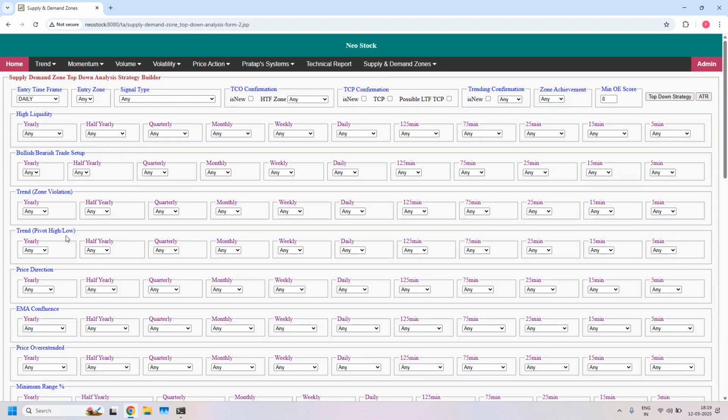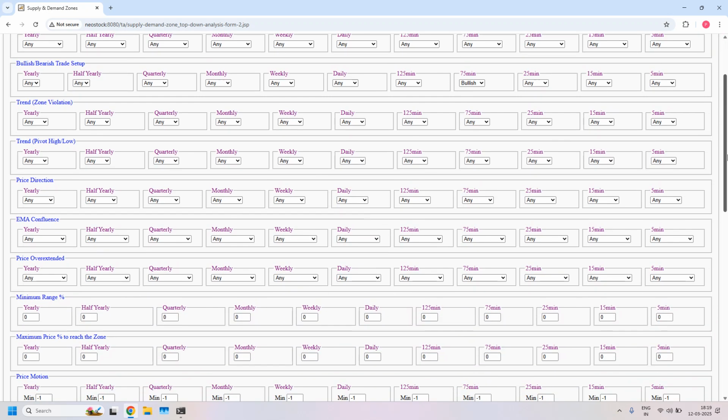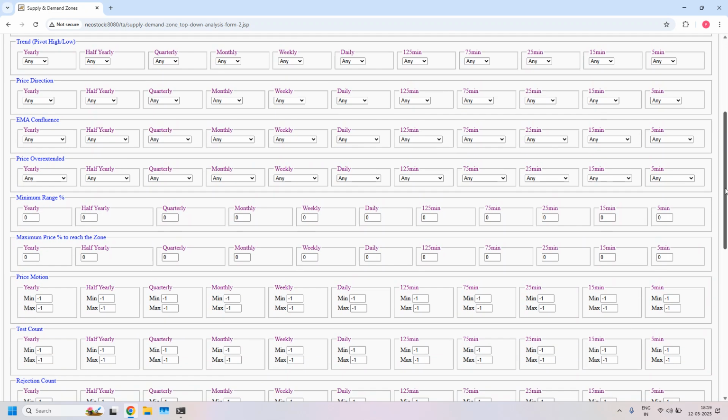Okay, next, let us generate weekly income trade stocks. First, the bullish trade setup for weekly income trade. Entry time frame is 75 minutes. Entry zone is demand zone. In bullish or bearish trade setup at 75 minutes, I am selecting bullish. Zone achievement is violated opposing zone. Minimum odd enhancer score is 12. And at 75 minutes, the demand zone should not be pierced.